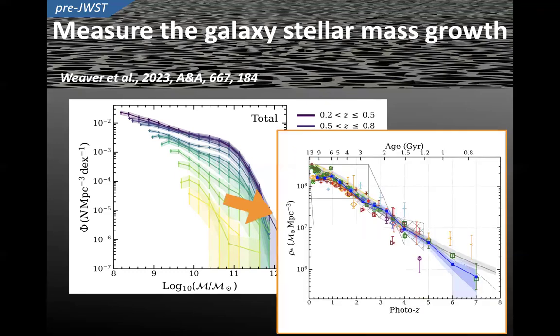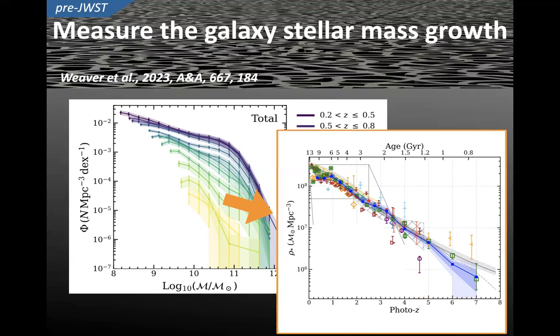You can integrate this galaxy stellar mass function to get the stellar mass density. So galaxy stellar mass density as a function of redshift. And you can see that the galaxies are continuously growing with time, hopefully. And so you can measure the fraction of stellar mass which was already assembled at a given period.